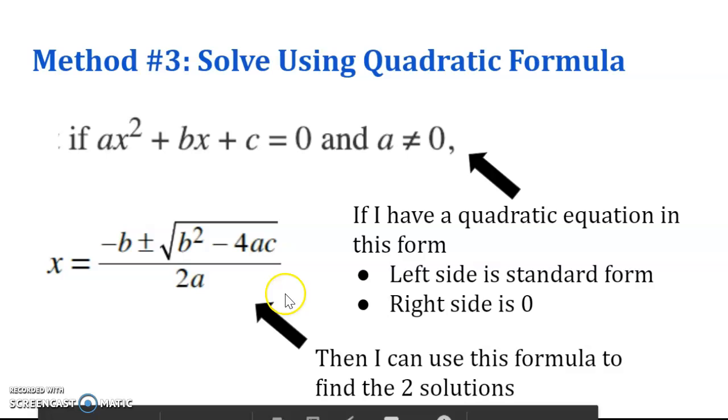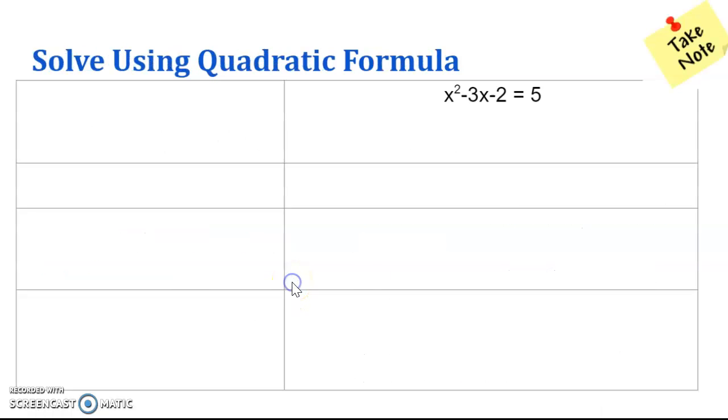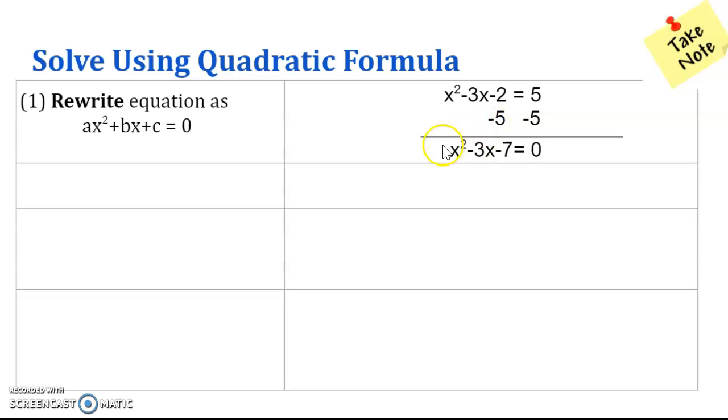So let me walk you through an example, and you're taking notes on this. Solve using the quadratic formula. Okay, so if you have x squared minus 3x minus 2 is equal to 5, the first thing you need to do is rewrite the equation in standard form on the left hand side and set it equal to 0 on the right hand side. So that means I need to get rid of this 5 by subtracting 5 from both sides, and that leaves me with x squared minus 3x minus 7 is equal to 0. Step 2 is to identify a, b, and c.